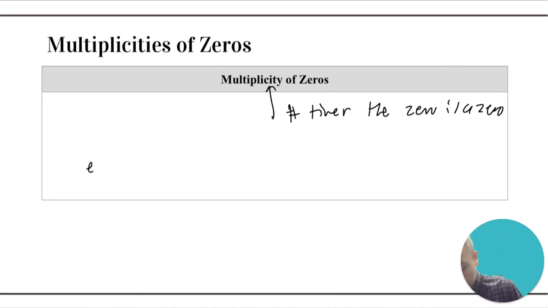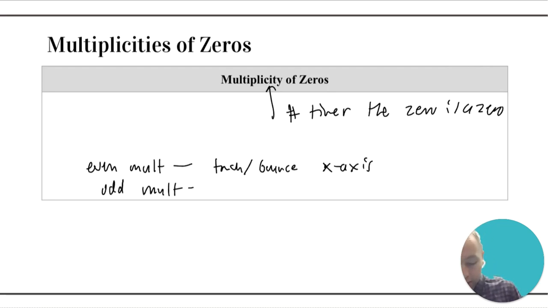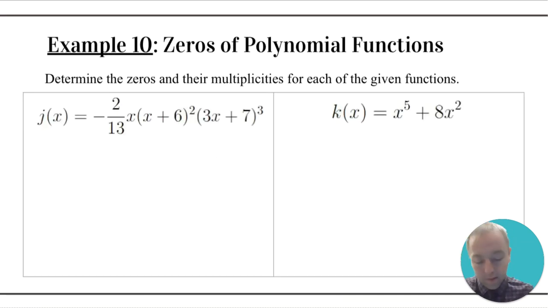And just know that if it is a zero of even multiplicity, it's going to just touch or bounce, in other words, on the x-axis at that particular zero. And if it is of odd multiplicity, it's going to cross through the x-axis. So it's going to come from above and go into the negative part, or it's going to come from the negative part and go into the positive part above the x-axis. So that's what happens with that.